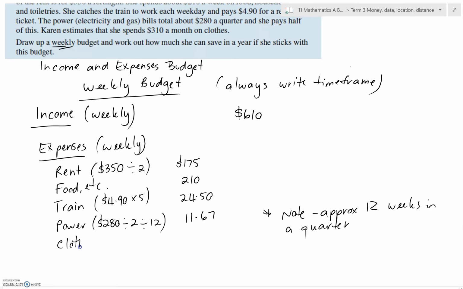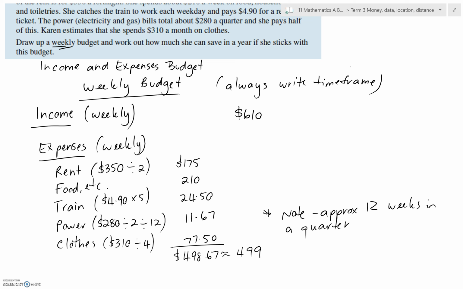Plus, then, there is clothes. Now, it says she pays $310 a month. So again, we're going to assume there are 4 weeks in the month and divide that by 4. So the total amount that she is going to pay, if we add all that up, is $498.67. However, we really don't want those cents. We would round it up to the next whole dollar. I would probably even round this up to 500 realistically, because it is an approximation to one extent. But let's go to $499 for now.